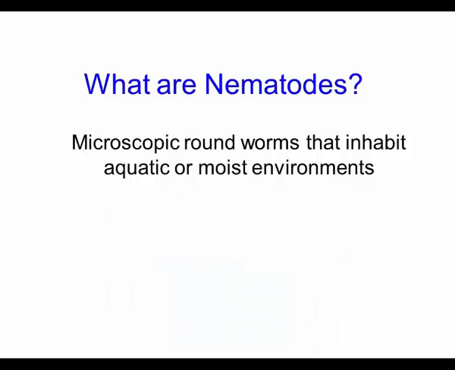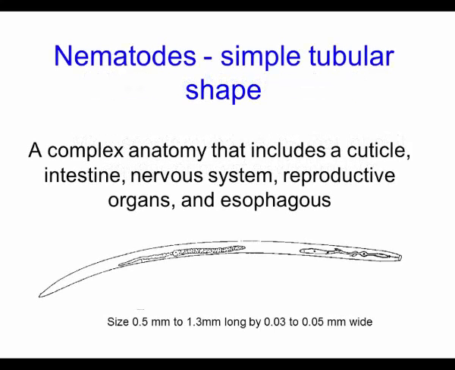The ones we're interested in are primarily in the soil. Nematodes in general have a very simple tubular shape, but a rather complex anatomy for plant pathogens. It includes a cuticle, an intestine, nervous system, reproductive organs, and an esophagus. The esophagus obviously is pretty important in feeding and hence is important as plant parasites.